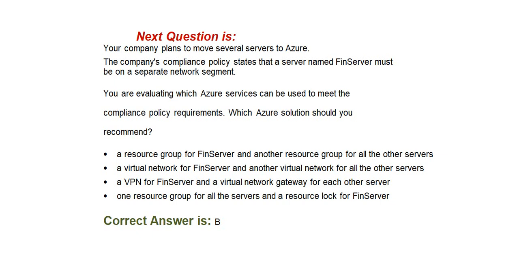Option A, a resource group for FinServer and another resource group for all the other servers. Option B, a virtual network for FinServer and another virtual network for all the servers. Option C, a VPN for FinServer and a virtual network gateway for each other server. Option D, one resource group for all the servers and a resource lock for FinServer. Correct answer is option B, a virtual network for FinServer and another virtual network for all the other servers.